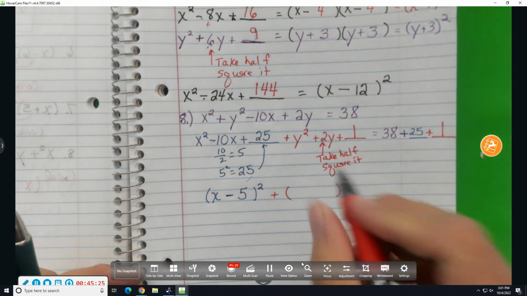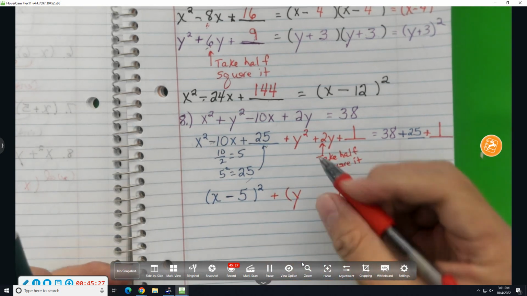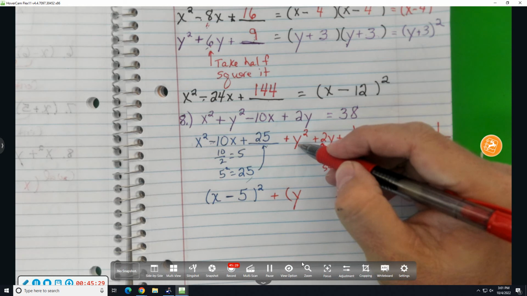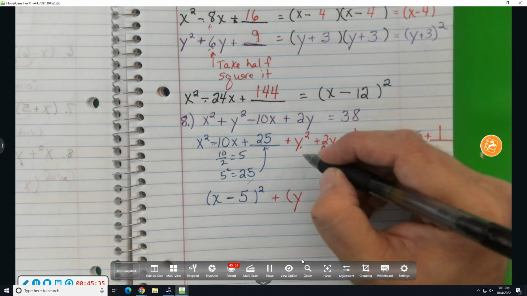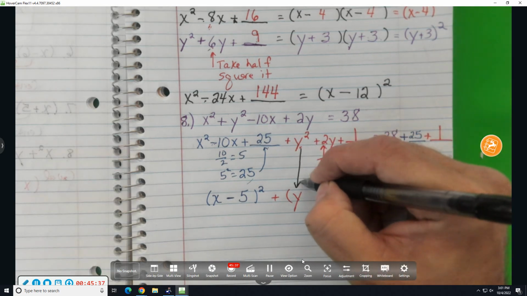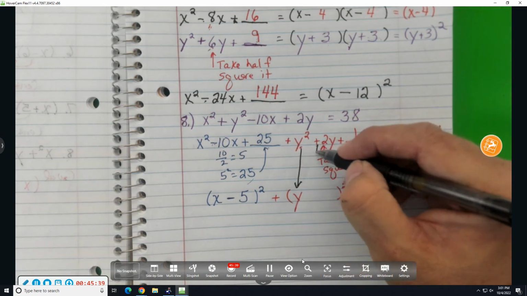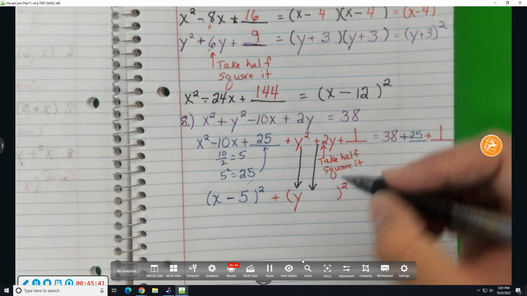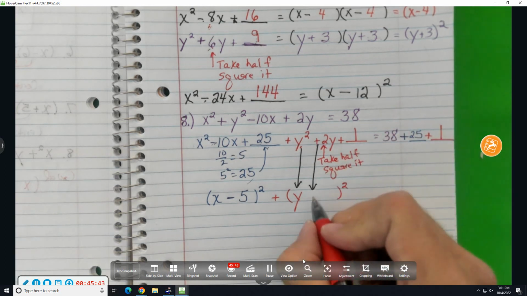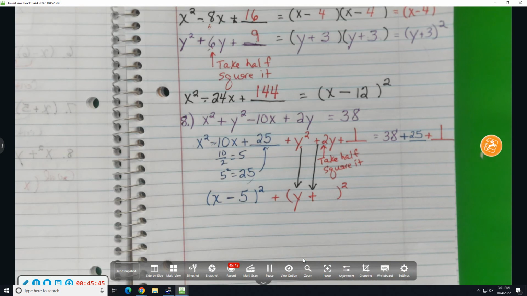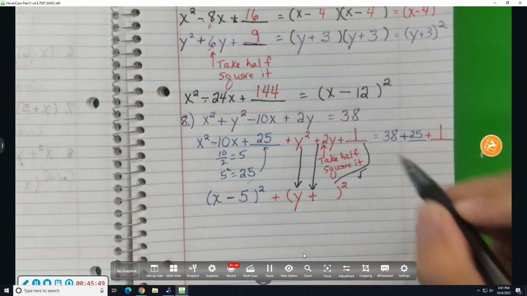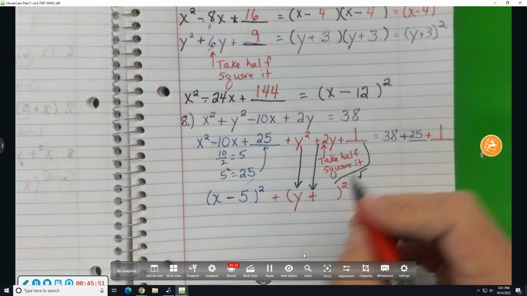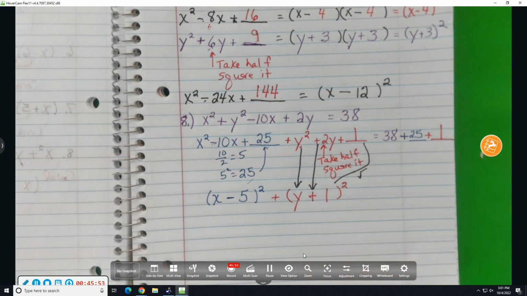What's that going to be? It'd be y plus 1. Okay, so I'm going to make it look worse with a lot of little arrows. I'll write down this variable. This is the sign, the very next sign. So plus, and then the square root of the last number, the third number there, the one in the blank. The square root of 1 is just 1.